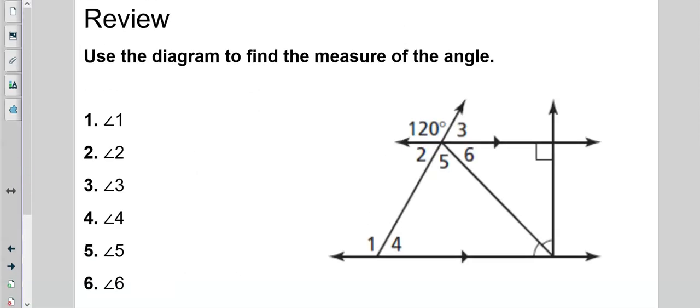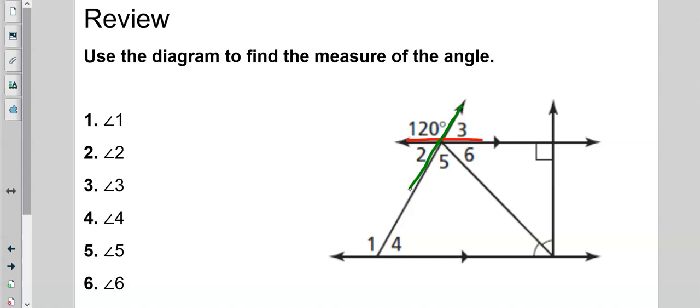All right, now we're going to use the concepts we've learned to identify different angles here. So I personally like to go for number 2 and 3 first, simply because 120, which is obtuse, and angle 3, which is acute, form a straight line. So they're a linear pair. And then 120 and number 2, which is also acute, is also a linear pair.